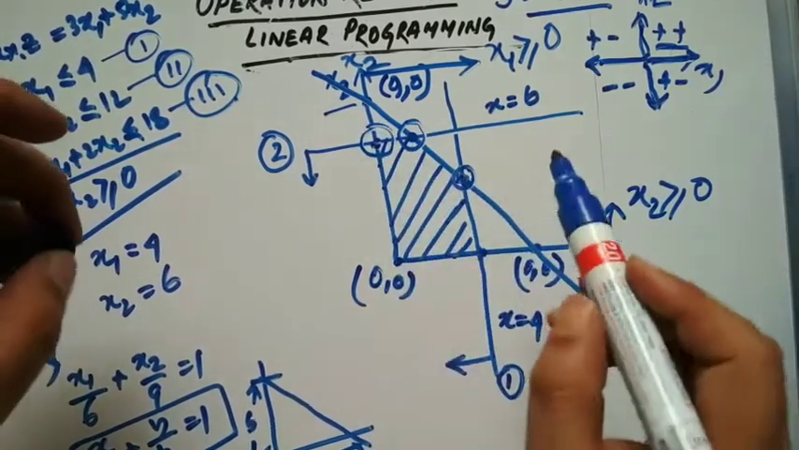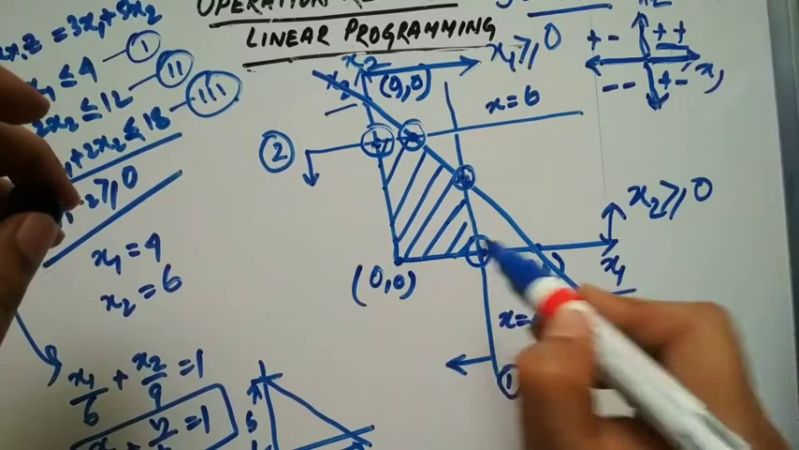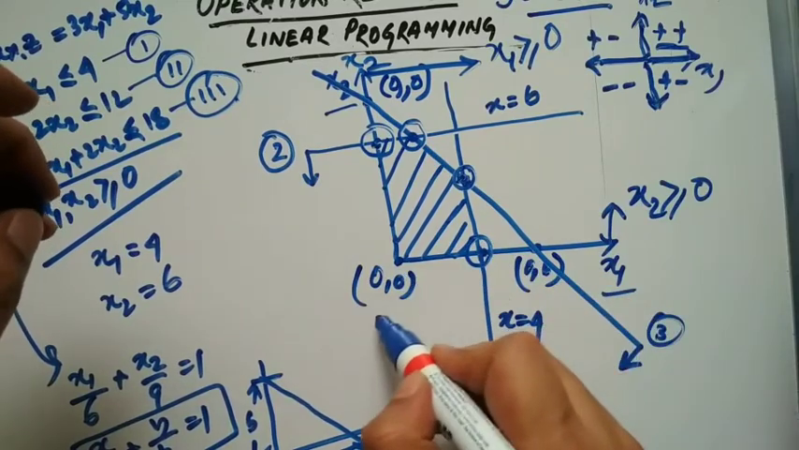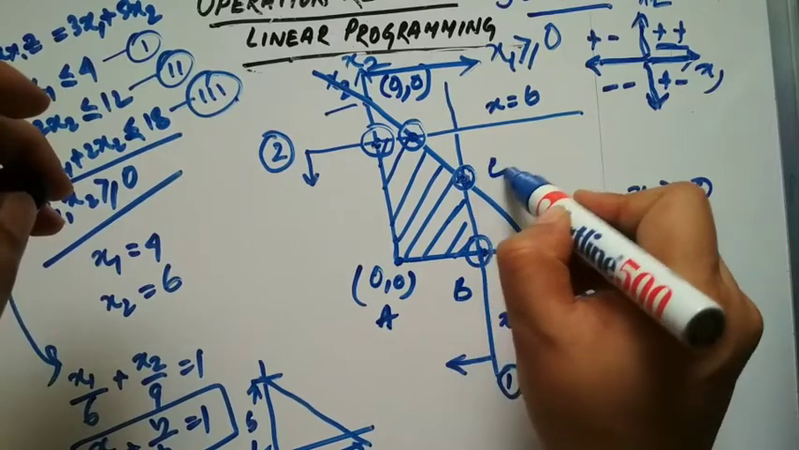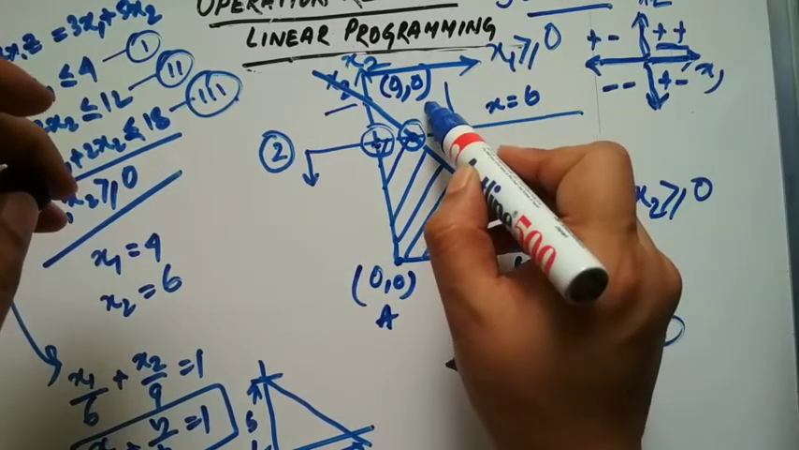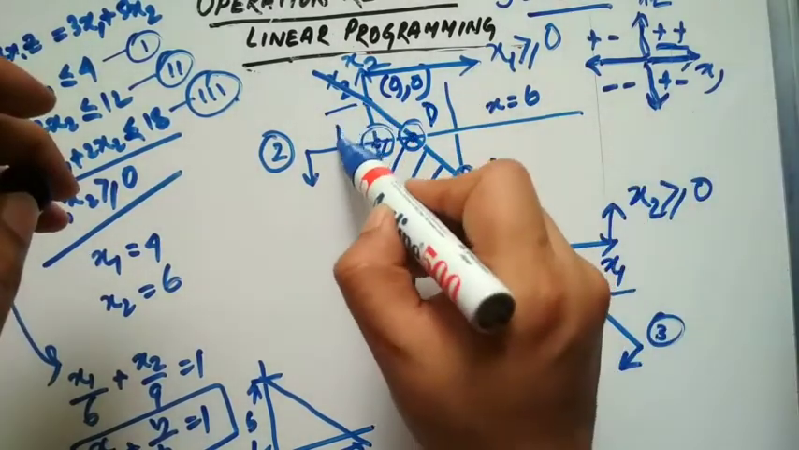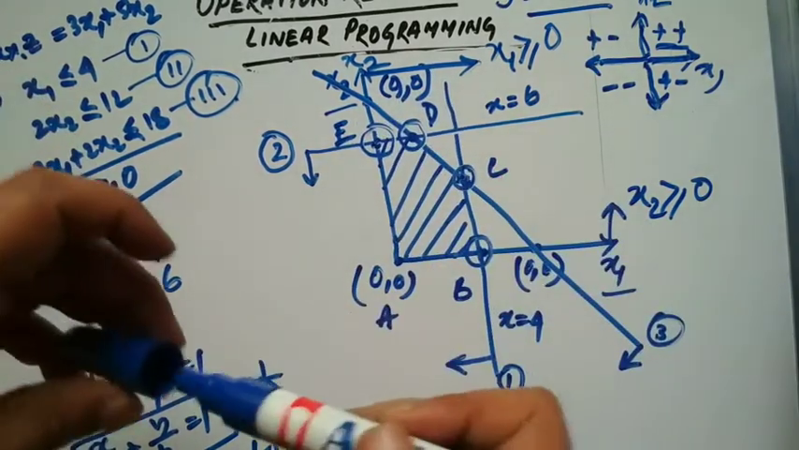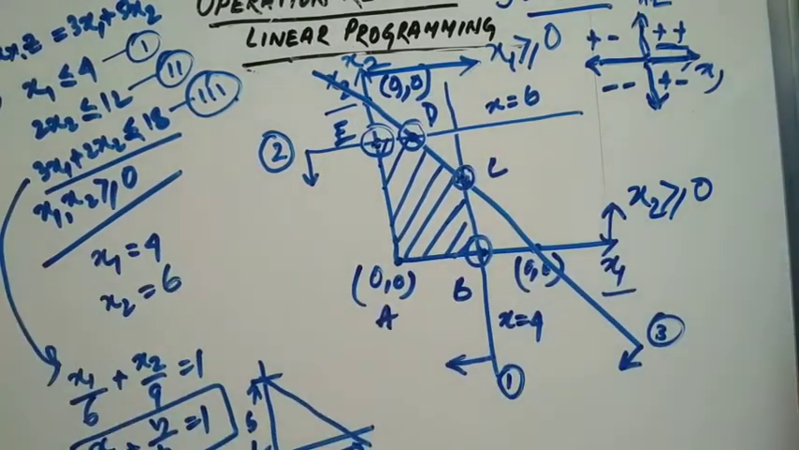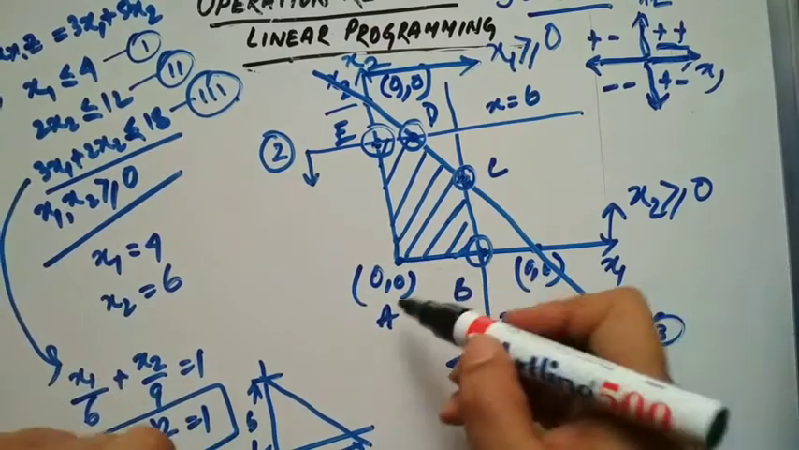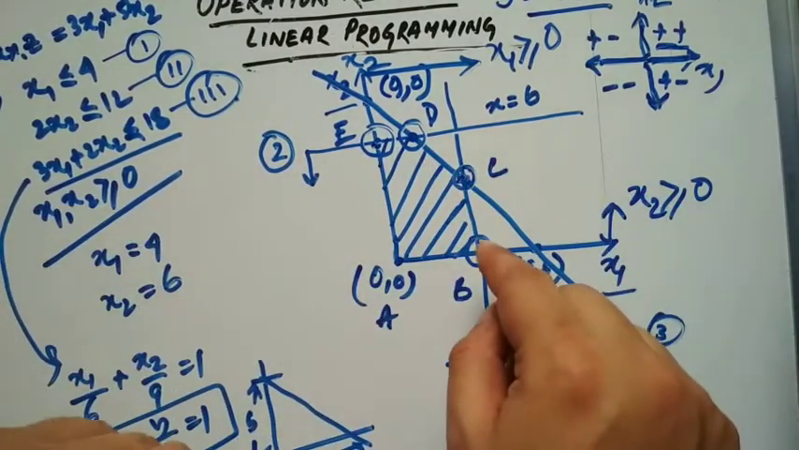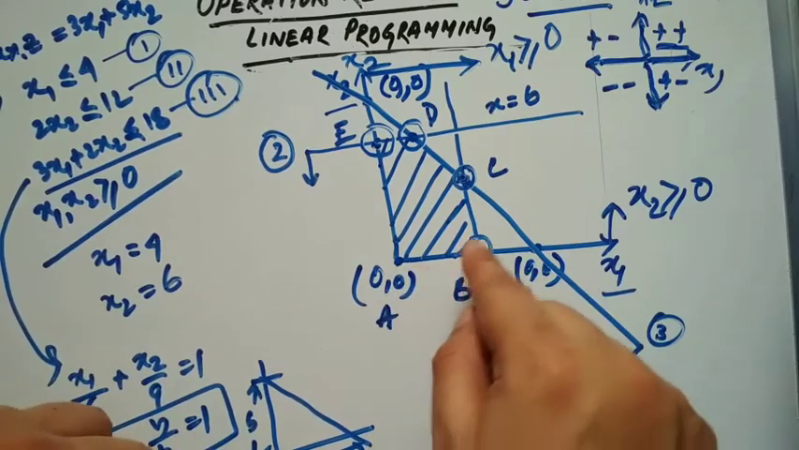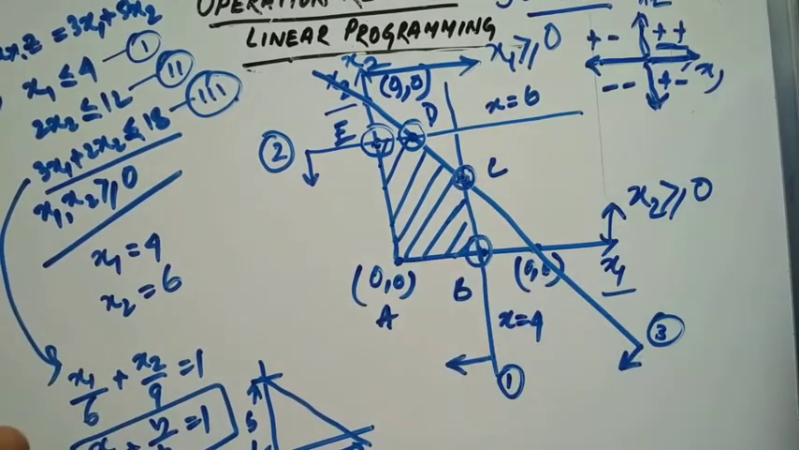So how many corner points are there? Say this one is A, this one is B, this one is C, this one is D, and this one is E. So A, B, C, D, E. How many? You can say 1, 2, 3, 4, 5. So you have 5 corner points.